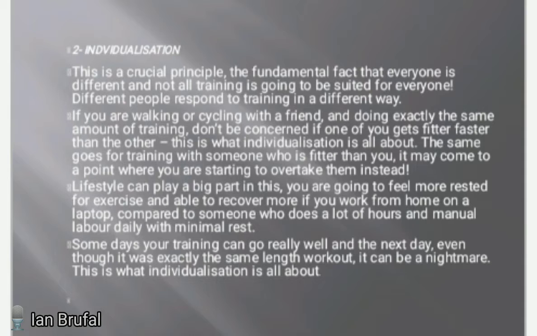The same goes for training with someone who is fitter than you until you come to the point where you are starting to overtake them instead. Lifestyle can play a big part in this. You are going to feel more rested for exercise and able to recover more if you work from home on a laptop compared to someone who does a lot of hours of manual labor daily with minimal rest. Some days your training can go really well and the next day, even though it was exactly the same length workout, it can be a nightmare. This is what individualization is all about.